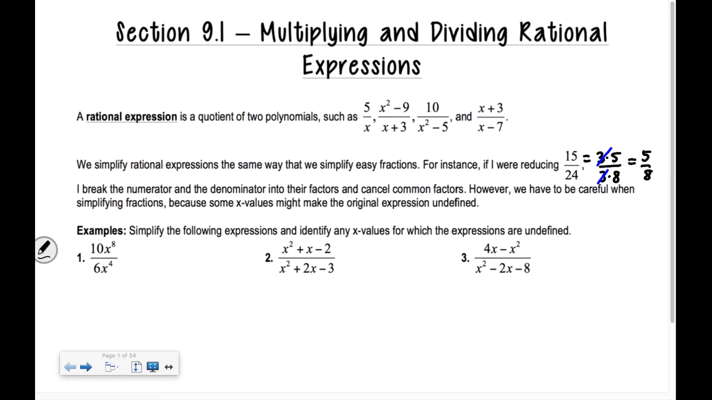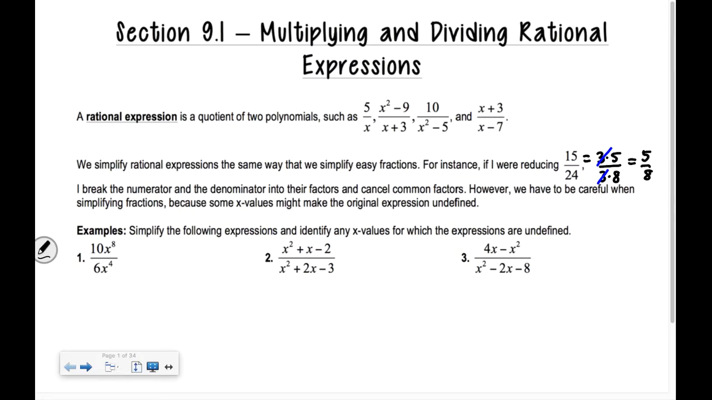So that's what we're going to do with these. We're going to take our rational expressions, which are things like 5 over x squared minus 9 over x plus 3, right? We're going to take those things, factor them, and reduce out any common factors, okay?